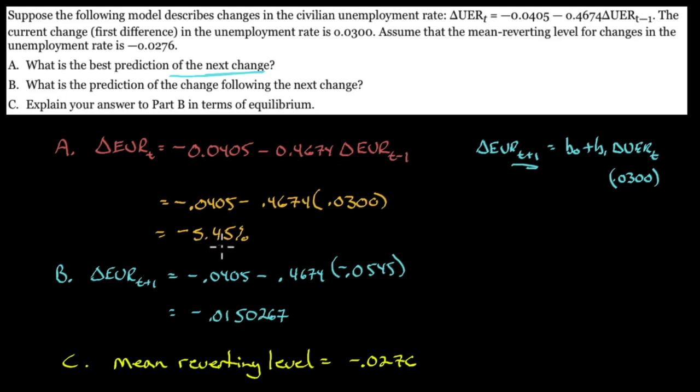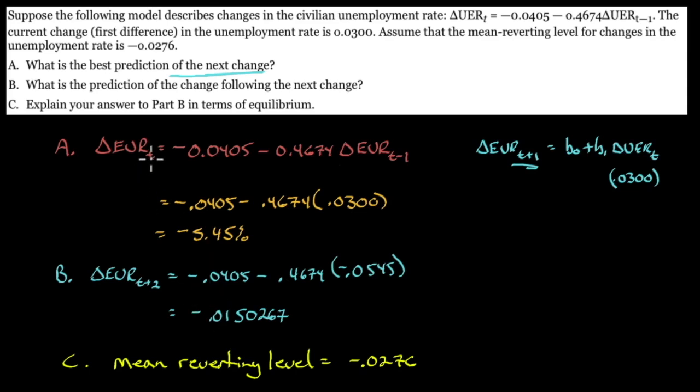We get negative 5.45%. B, what is the prediction of the change following the next change? So we need UERT. I put T plus 1 here, but you could also write T plus 2, because that is what we're doing, T plus 2.